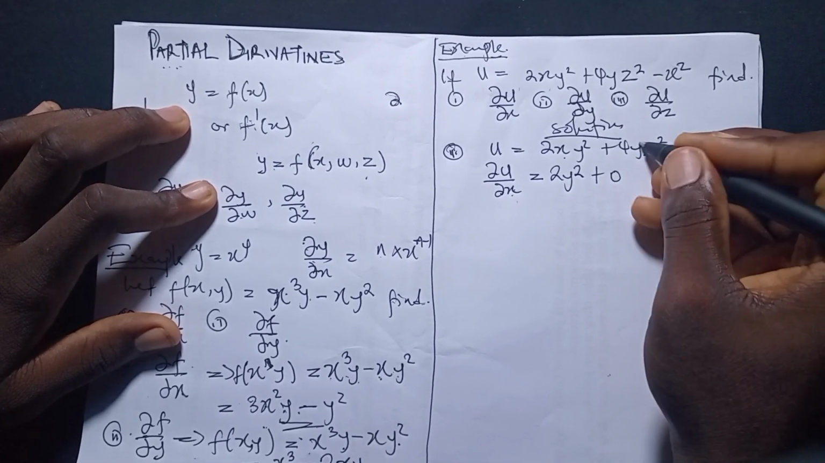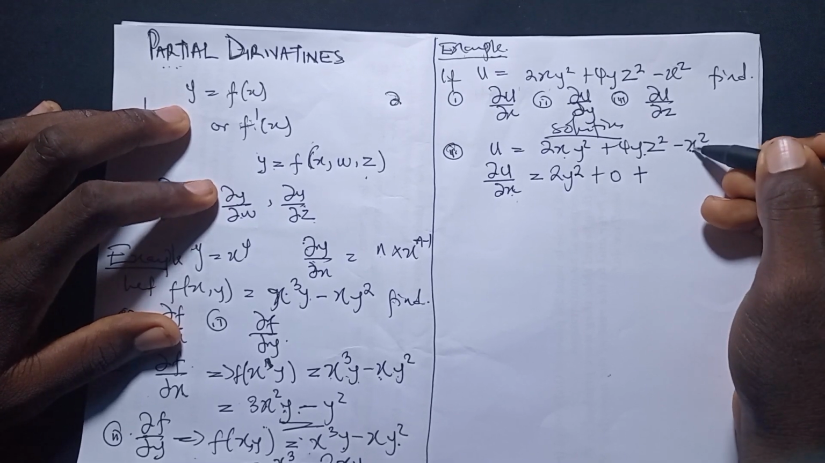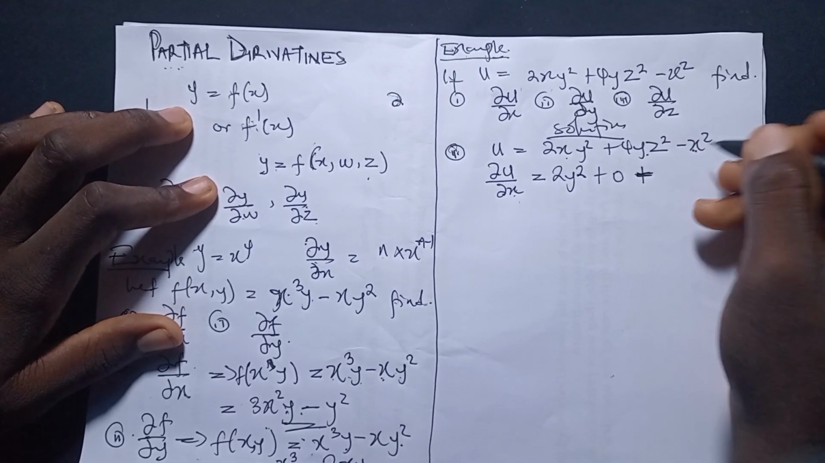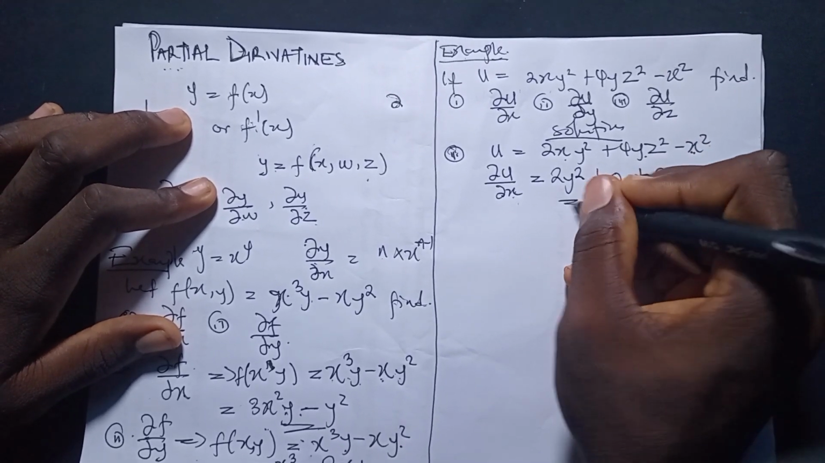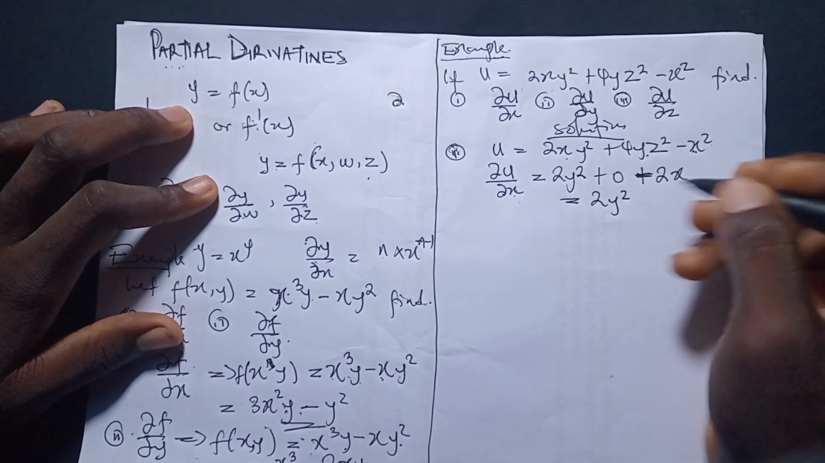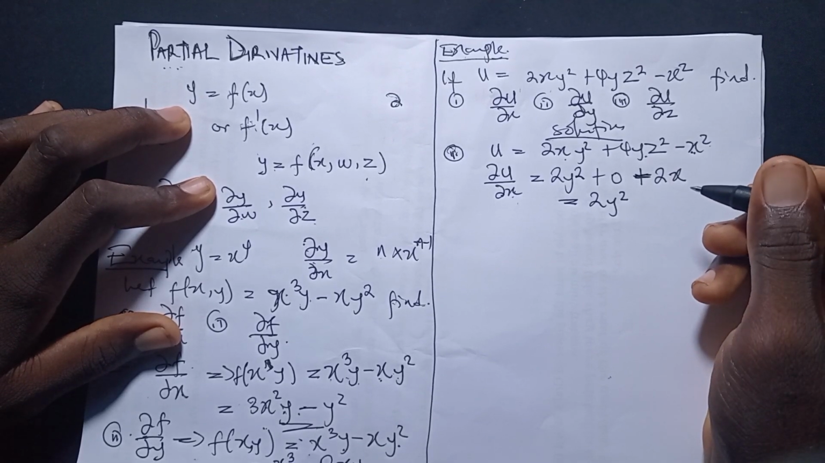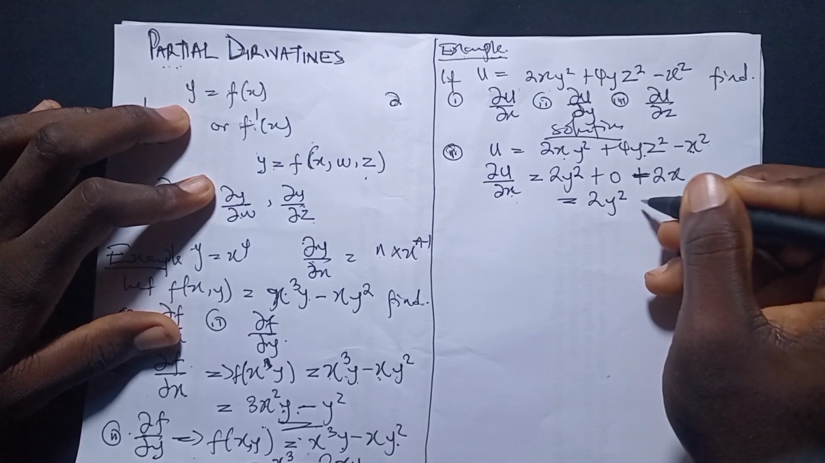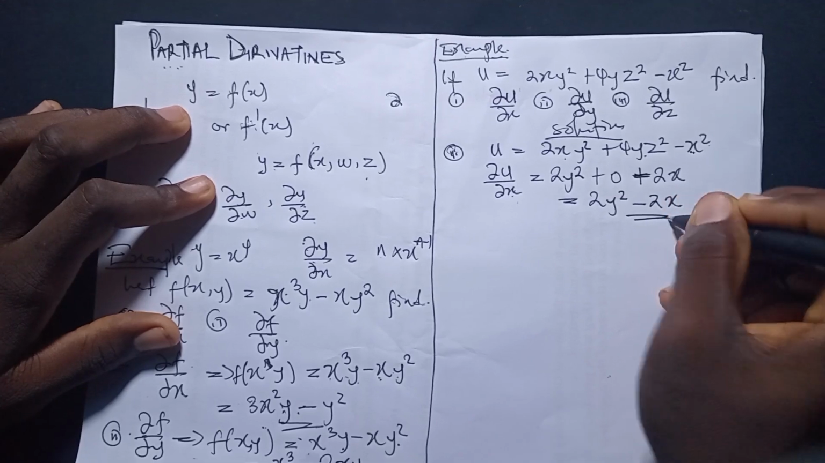Let me put 0 here, since there's no x here, 0 plus. So if we differentiate minus x squared, we have minus 2x. So the answer here is 2y squared minus 2x. So this is your answer for the first one.